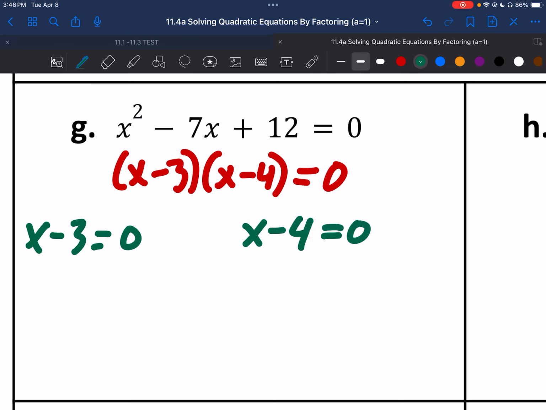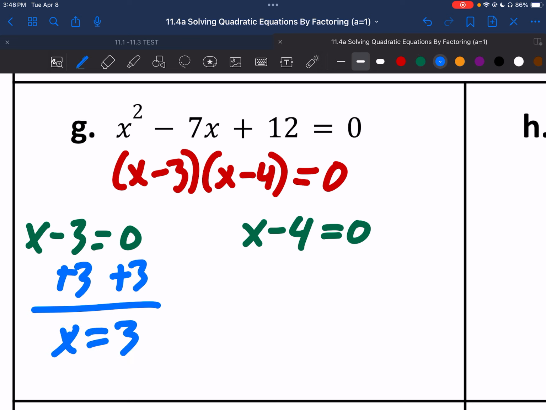Add 3 to both sides. X equals 3. Add 4 to both sides. X equals 4.